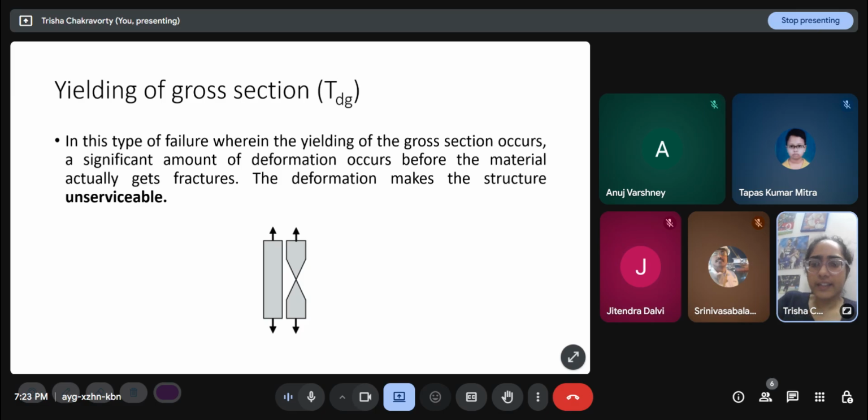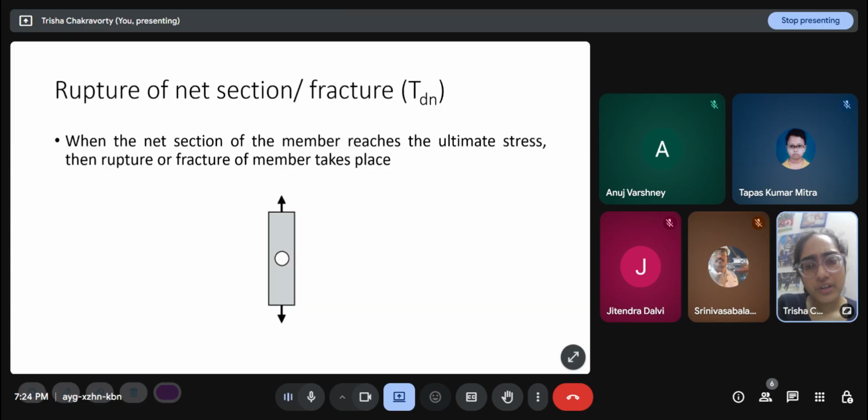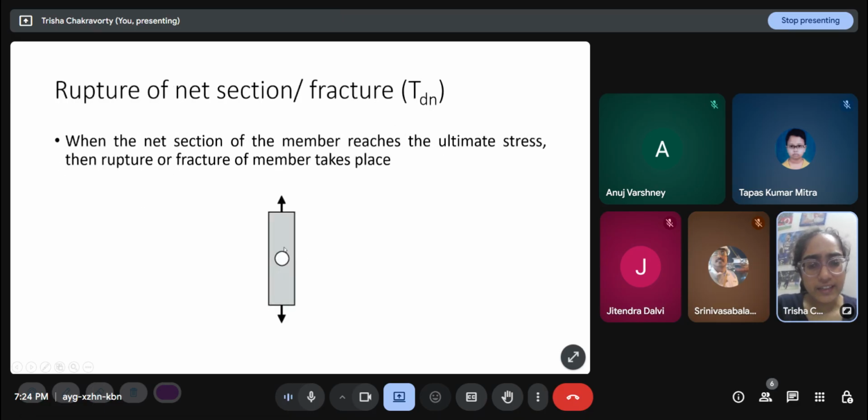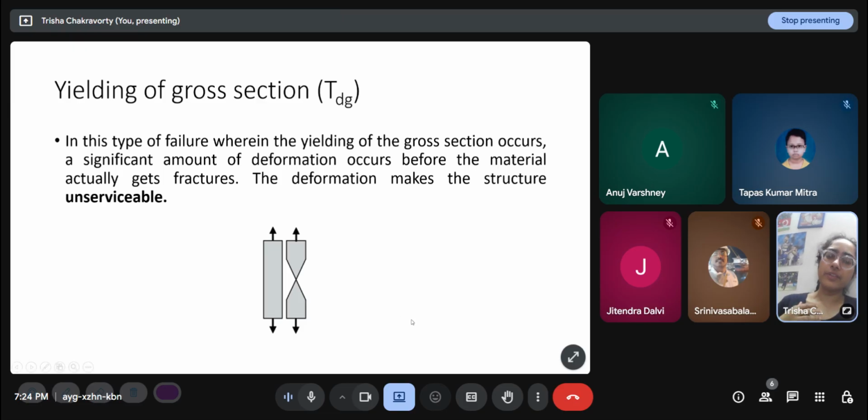Yielding of gross section (TDG). In this type of failure, the yielding of the gross section occurs, which means that a significant amount of deformation occurs before the material actually gets fractured. The deformation makes the structure unserviceable. Rupture of net section or fracture. So yielding of gross section occurs not where the bolt holes are. Where the bolt holes are, we don't consider yielding, because the bolt hole is present only in a small part. Even if this yields, the material around it can arrest the excessive deformation. So yielding is a problem only when the gross section itself fails. That means the entire section has started yielding and flowing a lot.